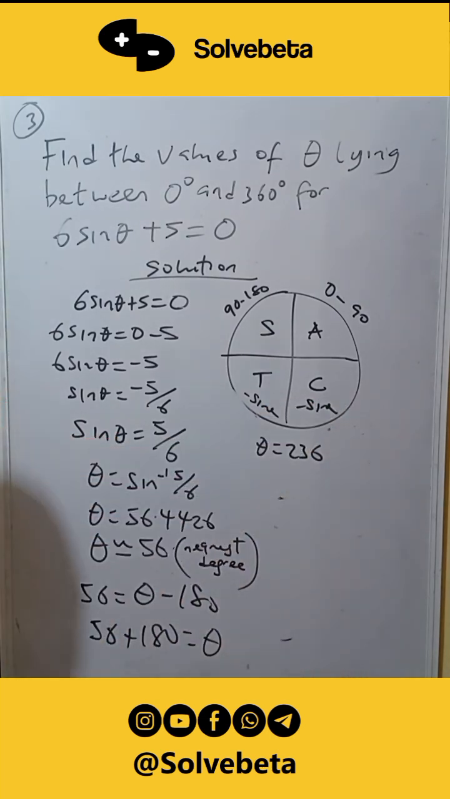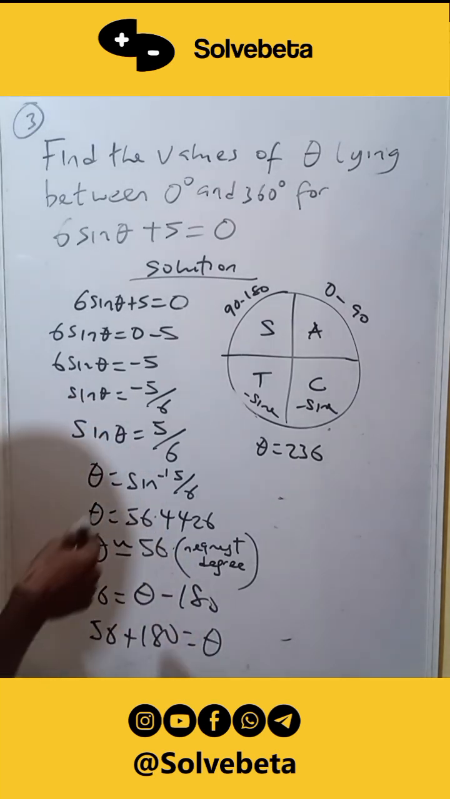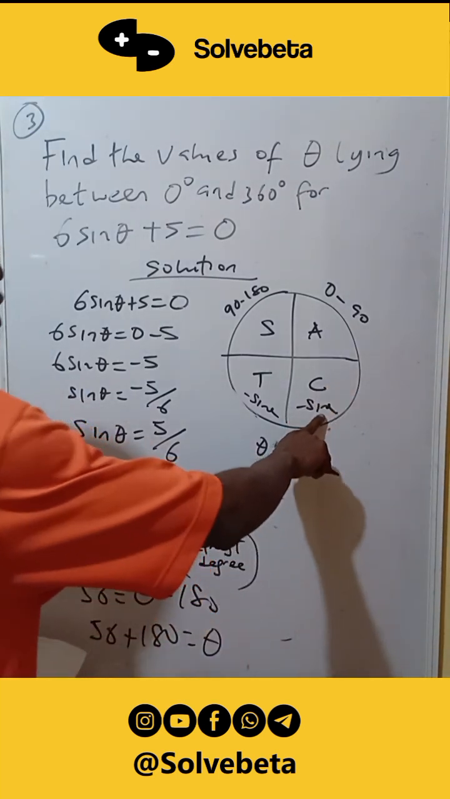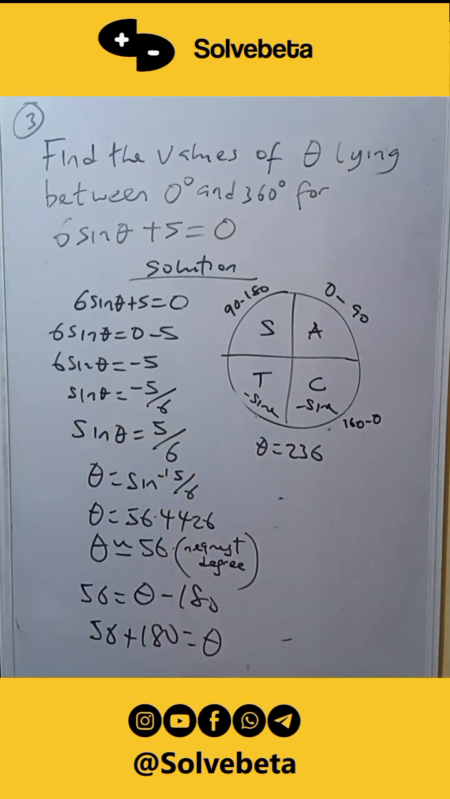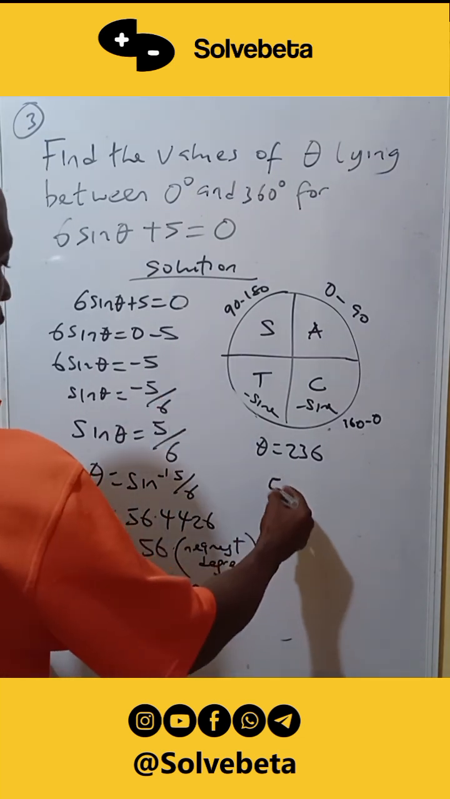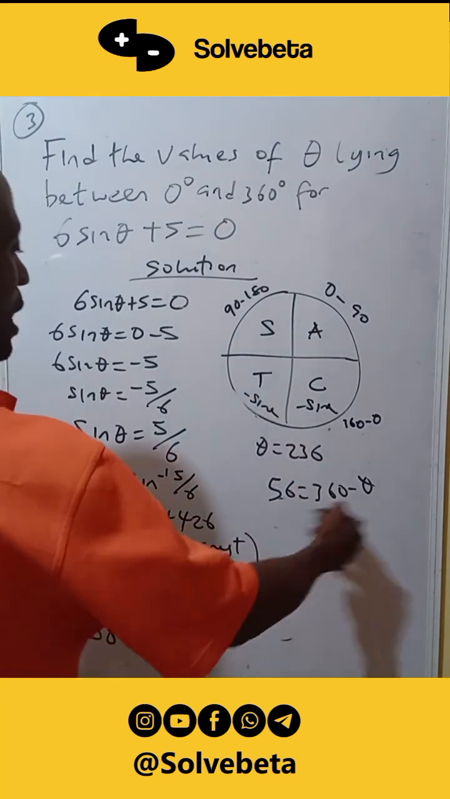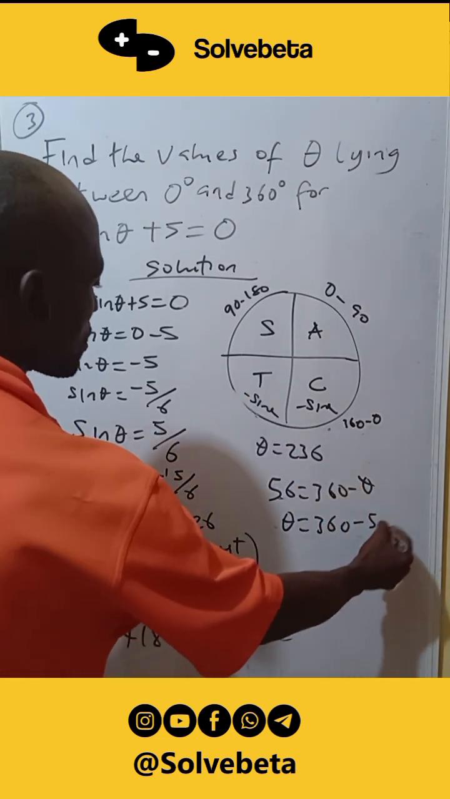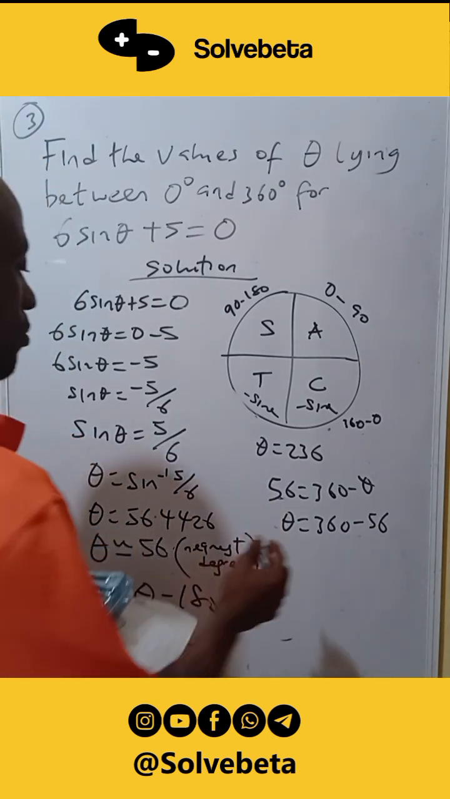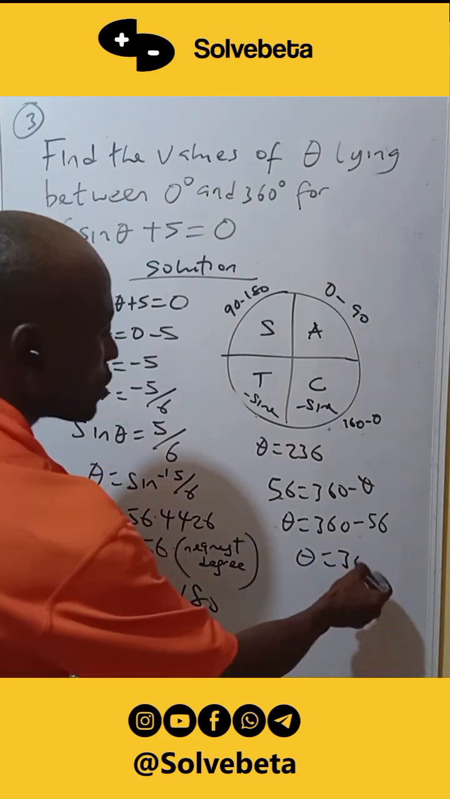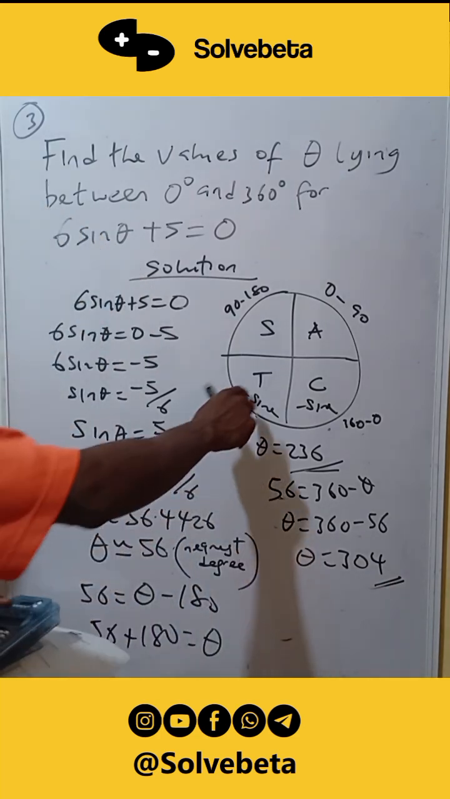Now we go to the other quadrant where sine is also negative, because we have this negative sign. We know that for this angle, we say 360 minus theta. So 56 here is equal to 360 minus theta. So theta is 360 minus 56, which is 304. So this is the second value of theta, one for each of these quadrants.